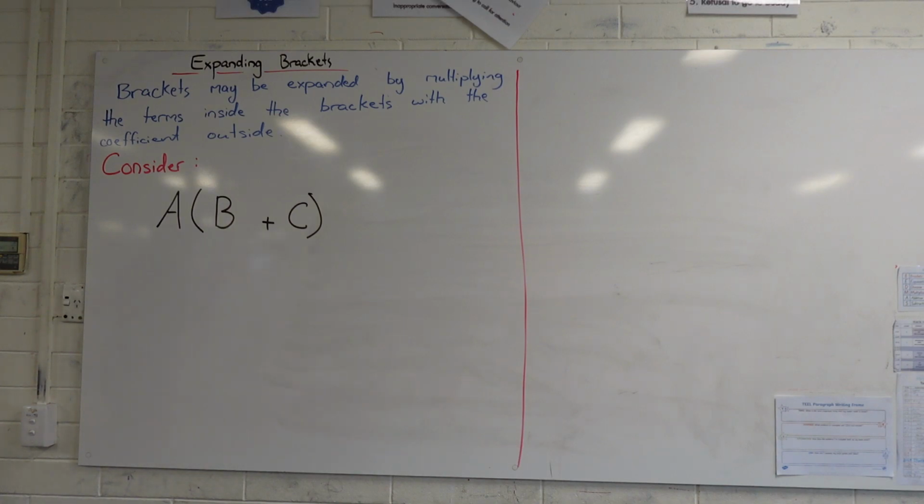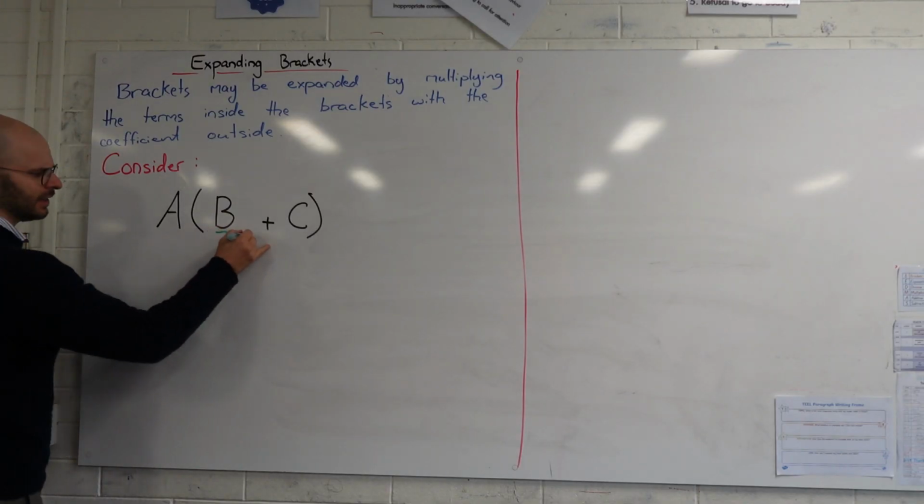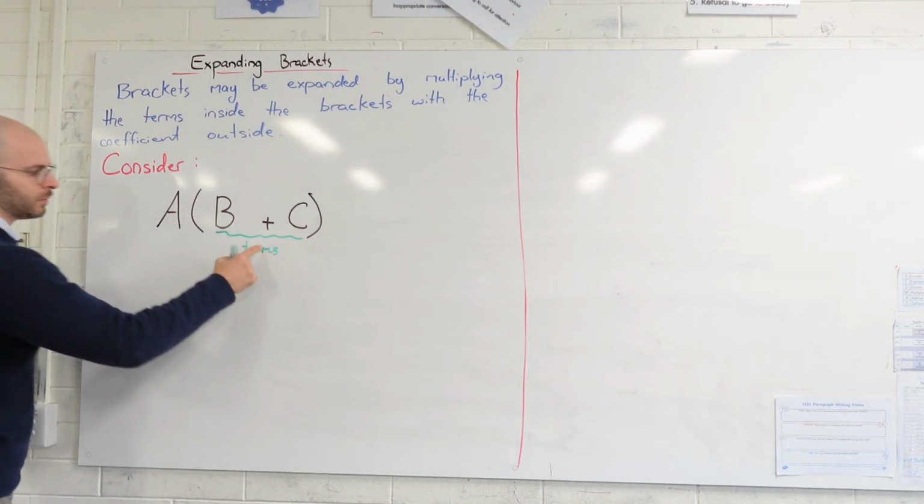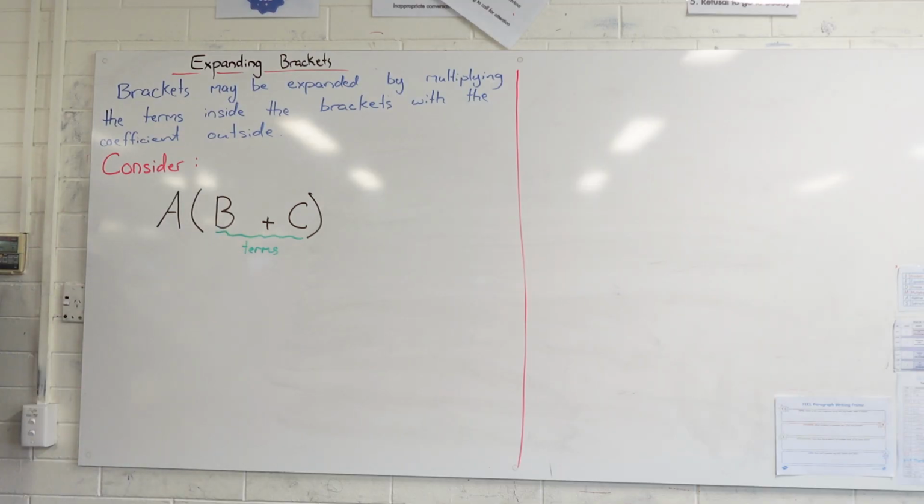Okay, so guys, we're going to learn how to expand brackets and then solve equations today using that. Now remember, when we are expanding brackets, we multiply every term inside the bracket with the coefficient outside the bracket. Looking at the example down here, these guys in here are the terms. The terms are separated by the plus symbol.